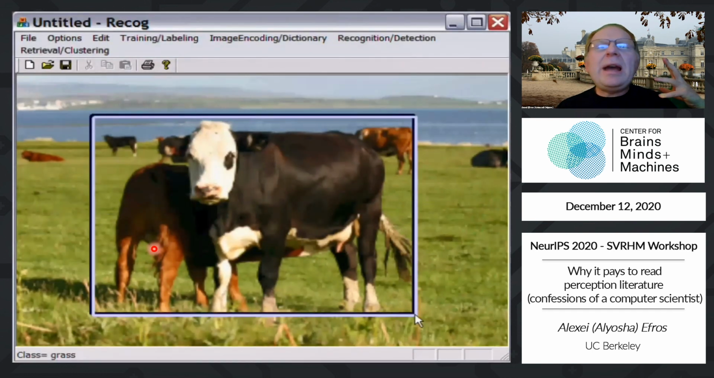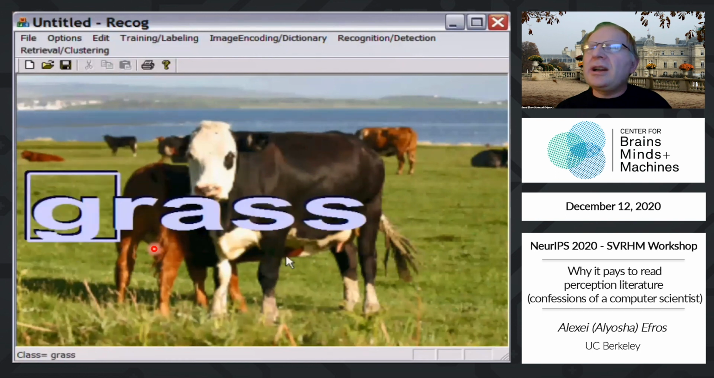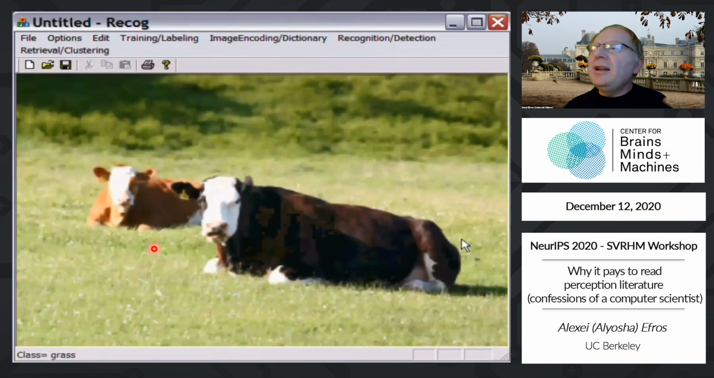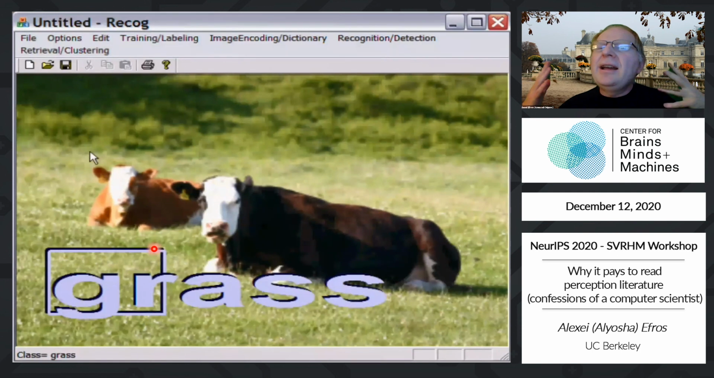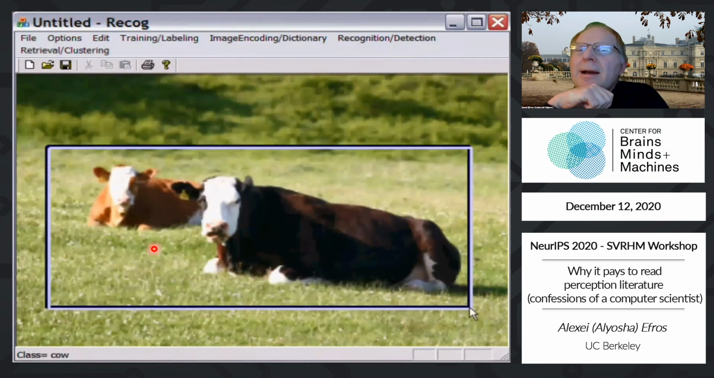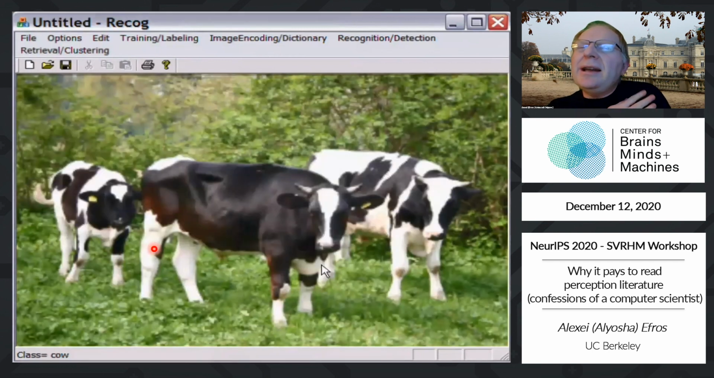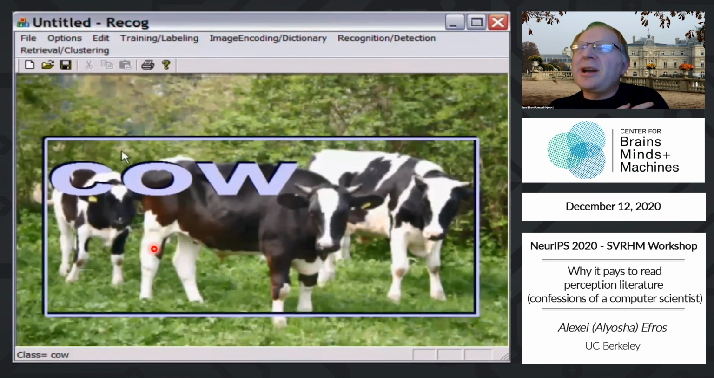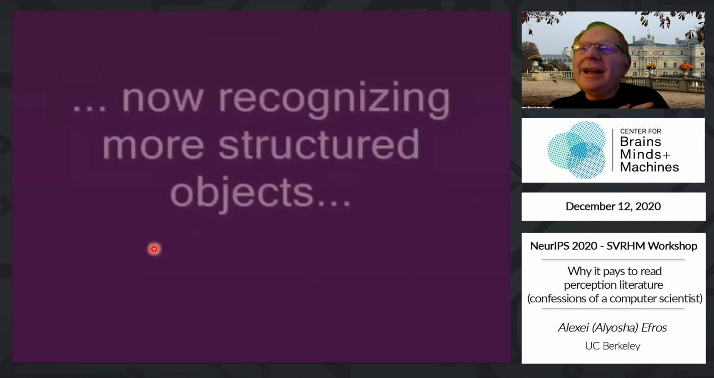It doesn't know anything about the boundary of the cow. It doesn't even know about the whole idea of a cow. It's basically doing cowness or grassness, right? It's totally doing texture recognition. But you show it to an undergrad, and they'll be like, wow, the computer is recognizing objects, right?